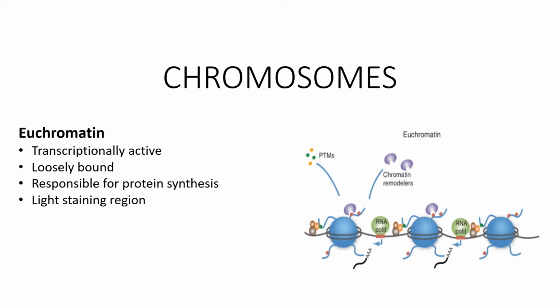Since euchromatin is loosely bound to the histone proteins, which are the regulatory proteins, it can be transcriptionally active. Transcriptionally active euchromatin helps in the synthesis of proteins. The staining pattern of a chromosome can either be light or dark. Since it is loosely bound, the staining pattern of euchromatin is light.